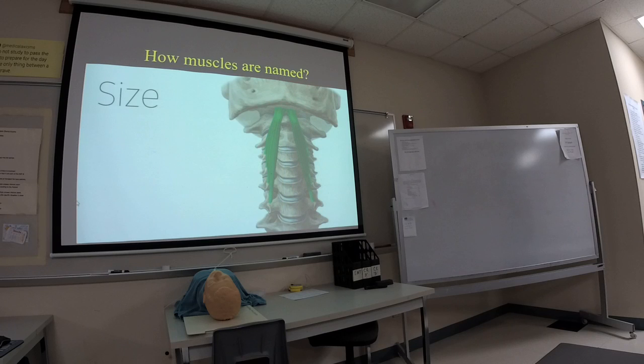The length of a muscle can also be taken into account. For example, the word longus is used for long muscles, such as the longus capitis muscle, a long muscle of the head and neck.